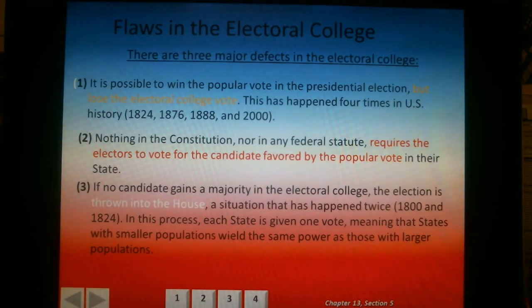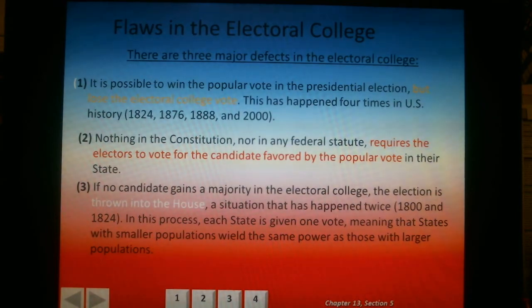The third major flaw of the Electoral College is if no candidate gains a majority of the Electoral College, the election is thrown into the House. This has happened twice. In this process, each state is given only one vote, as I mentioned before. The problem here is that it doesn't become an equal representation of the vote. So states like California, which are huge populated states, have only the same amount of power as a state like Kansas. That isn't really true representation.